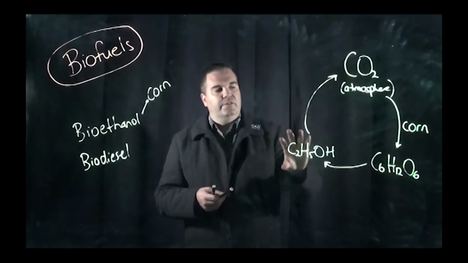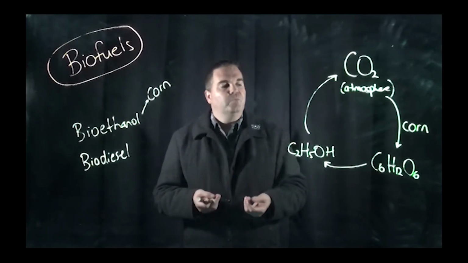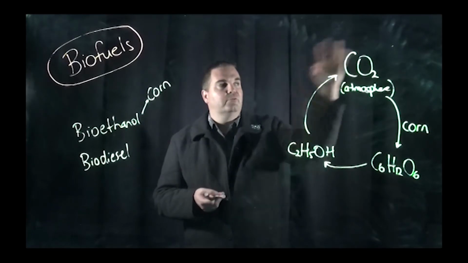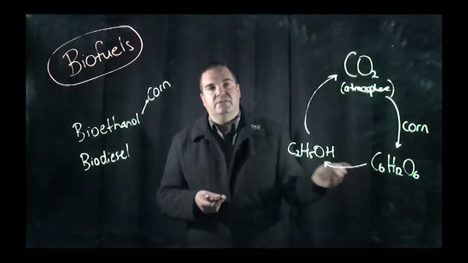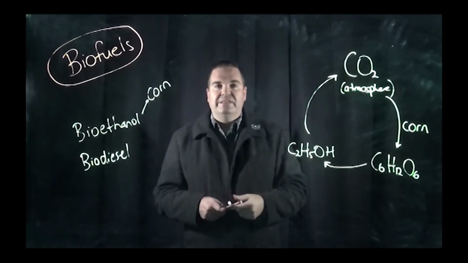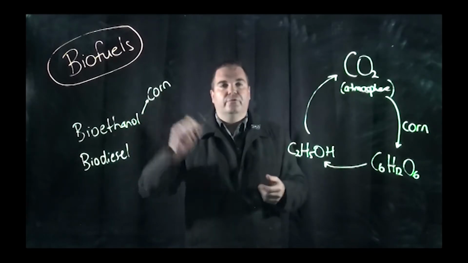So we're kind of offsetting the combustion carbon dioxide that we produce. With a traditional fossil fuel, all we're doing is burning the fossil fuel and releasing carbon dioxide into the air, and that carbon dioxide doesn't then get reconverted back into a fossil fuel. So it's very environmentally friendly to be able to produce a biofuel such as ethanol from corn.